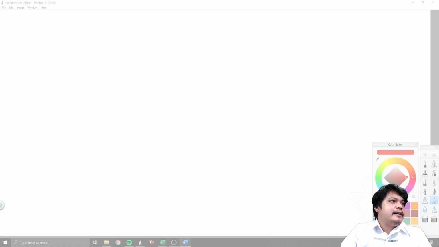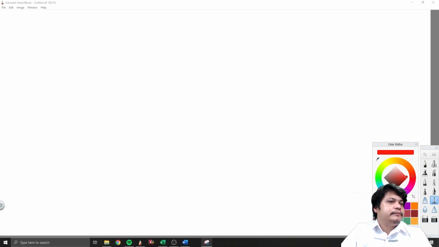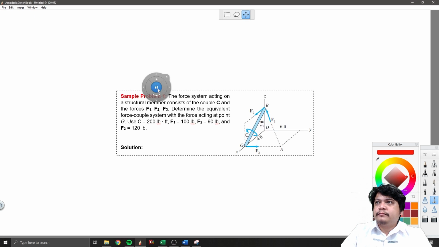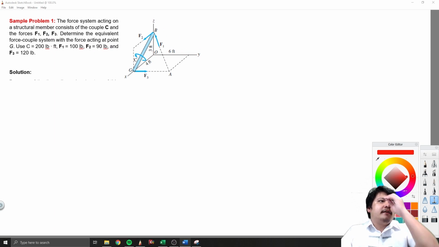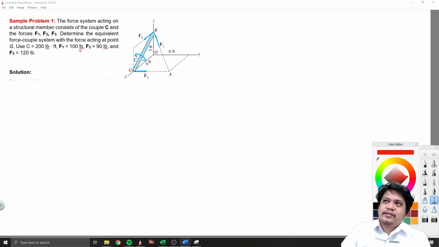Kunin ko yung nasa problem. Okay. So, let's have this one. The force system acting on a structural member consists of couple C and the forces F1, F2, and then F3. Determine the equivalent force couple system with the force acting at the point G. So C equals 200 pound-feet, F1 is 100 pounds, F2 is 90 pounds.